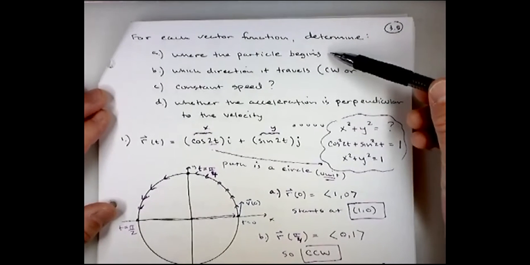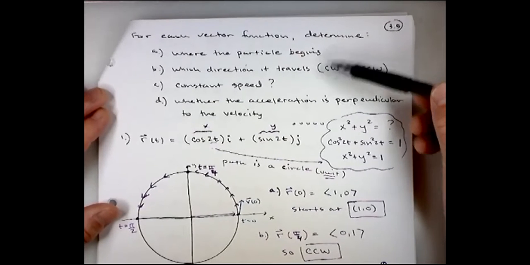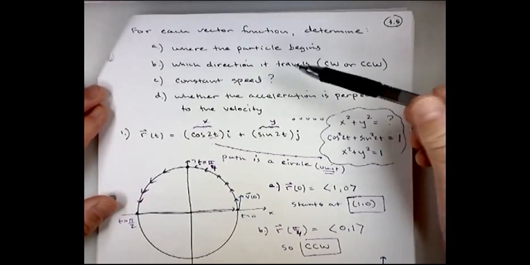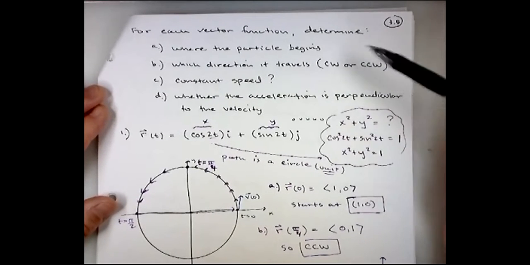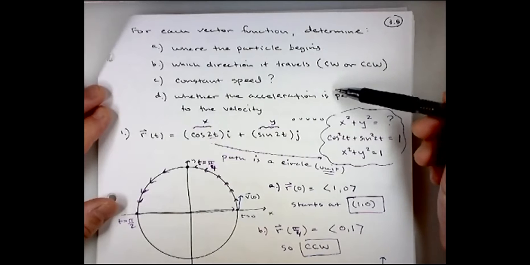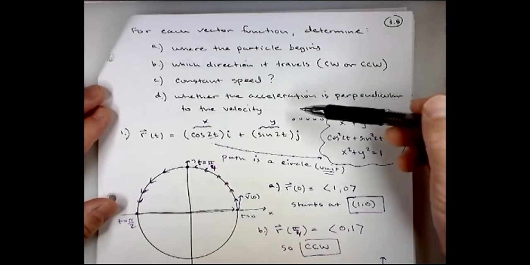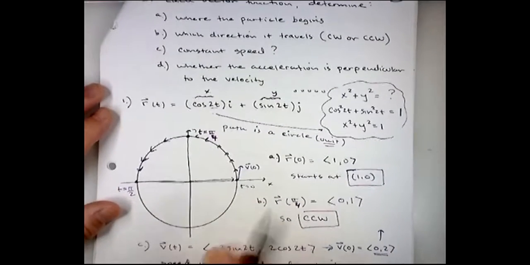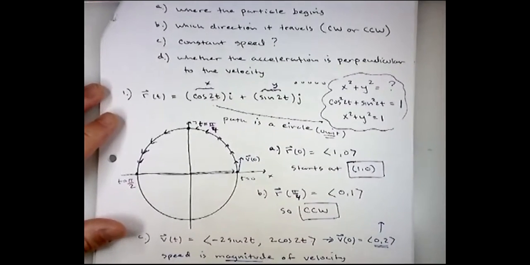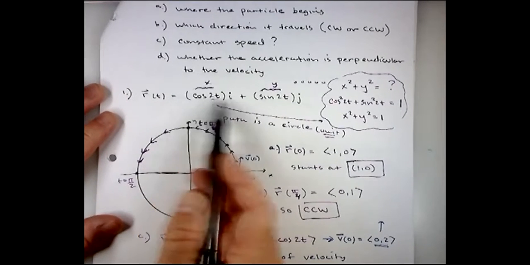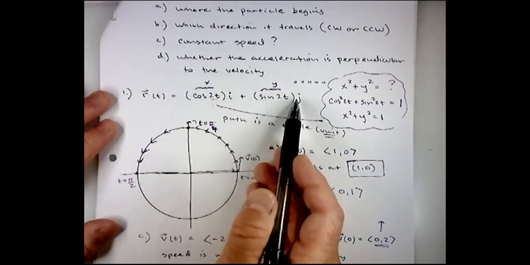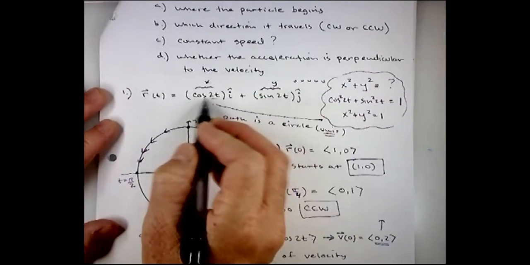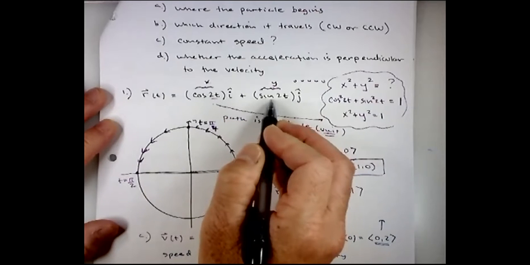So for each of these, we've got a few examples that all involve circles. We want to know, where does the particle begin? What direction does it travel, clockwise or counterclockwise? Is the particle moving at a constant speed? And is the acceleration vector perpendicular to the velocity vector? So let's start with this one here. r of t is cosine of 2t times i plus sine of 2t times j. And so remember, this is your x, what's describing your x motion. This is describing your y motion.